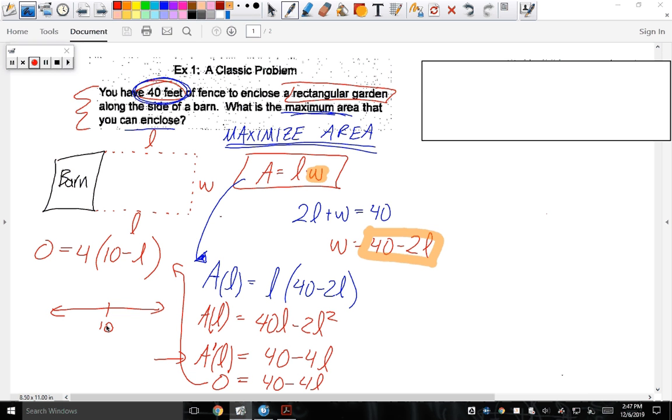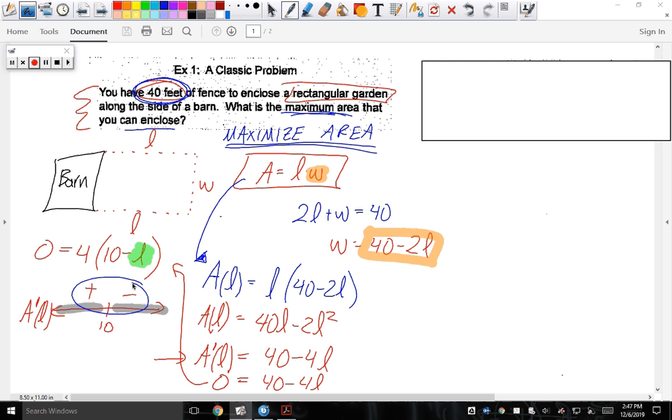You tell me, how do I label this number line? What are we going to label it as? Yeah, A prime of L, aka f prime of x, the first derivative. If we tested these intervals the way we've been doing this unit, and we plugged in something for L on this first one, let's say 9, would I have a positive or a negative? Positive. Let's say I plugged in 11. What would I have? Negative. So what I just realized is a possible max.